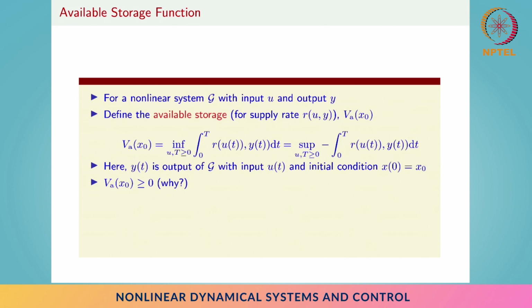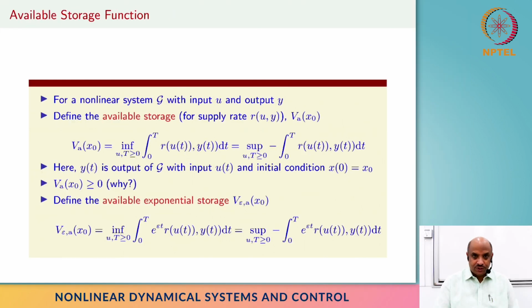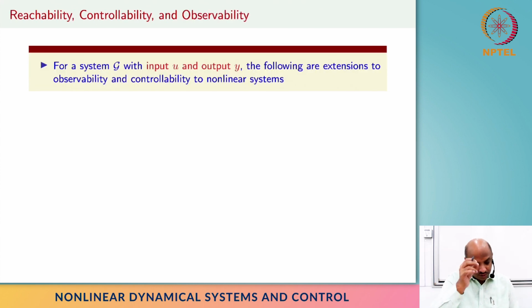I mean, you have this available storage happens to be non-negative. So one of the conditions, this VA being non-negative, is one of the properties of storage function. That's not the only thing, right? And again, anyway, we can define the corresponding exponential storage for the case where we have the dissipative with respect to this weighted concept, right?